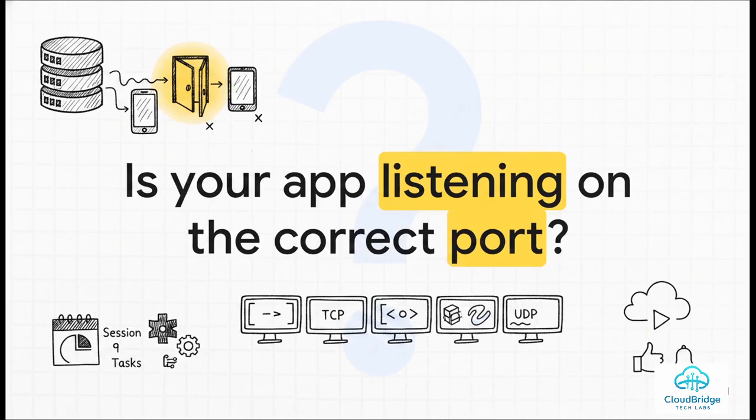I want to leave you with this final, provocative troubleshooting thought to keep in your back pocket. Are you sure your app is listening on the right port? Next time an application goes completely dark, don't panic. Just check the doors. Run your commands, check your TCP and UDP bindings, and just trust your foundational knowledge. Remember to complete your mandatory Session 9 tasks so we can see you in the next phase.